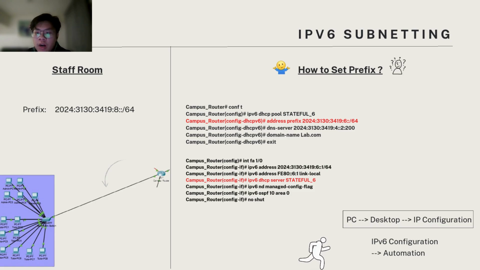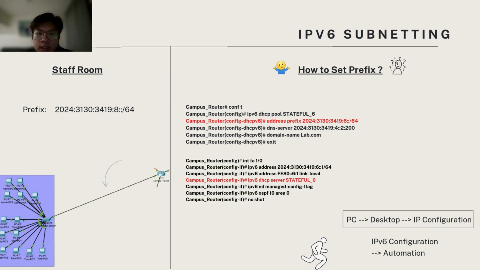For how to set the prefix, first we enter the config terminal. Then, after entering the config terminal, we create an IPv6 DHCP pool named stateful6. Then we create an address prefix, DNS server, and a domain name for it.